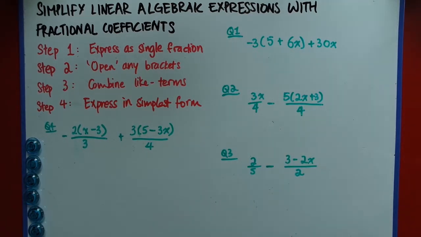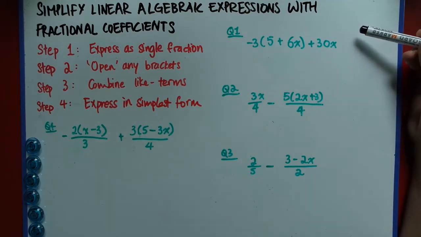The third step is to combine like terms. Terms that are similar, they have the same coefficient, we will have to add them together. Once you're done with that, the last step is to express in simplest form, because more often than not, your fraction will not be in its simplest form. So you have to make sure that it is in the simplest form. Okay, so let's start with some examples.